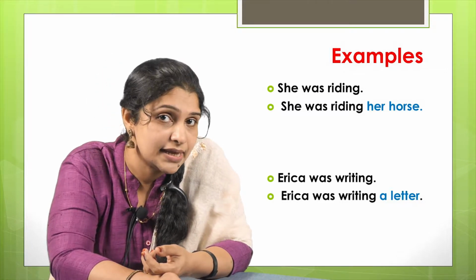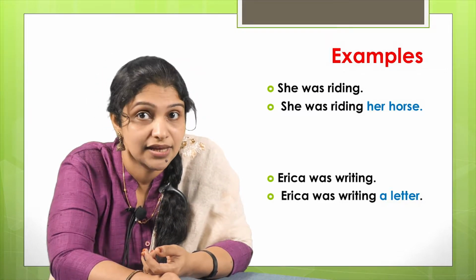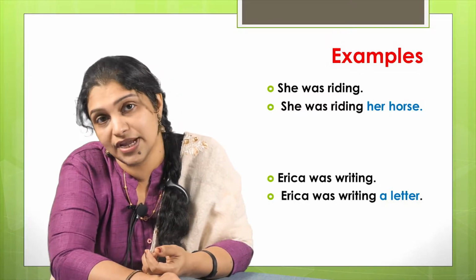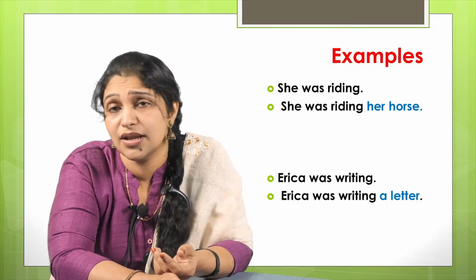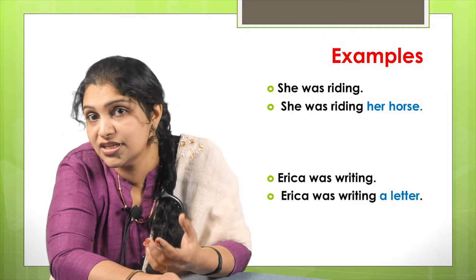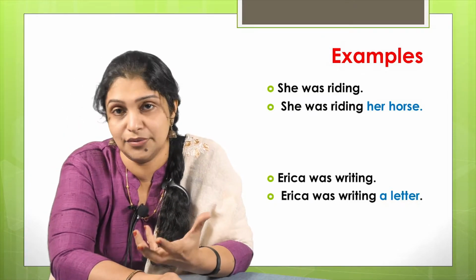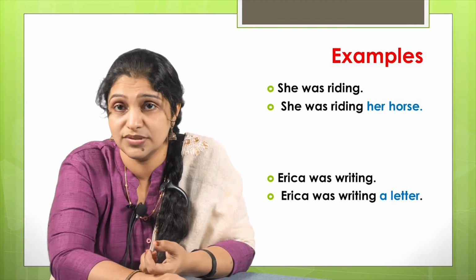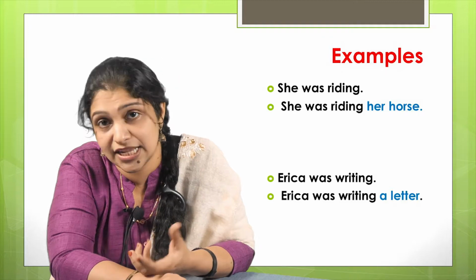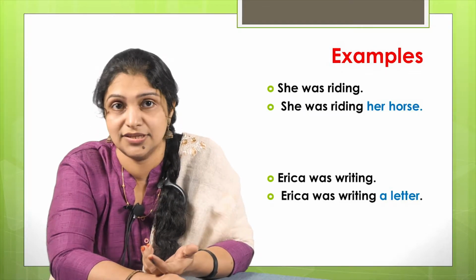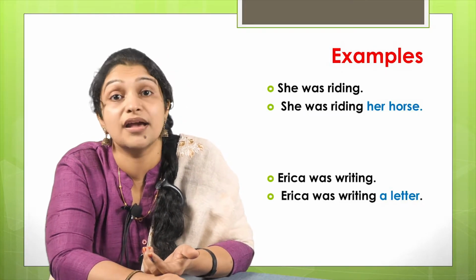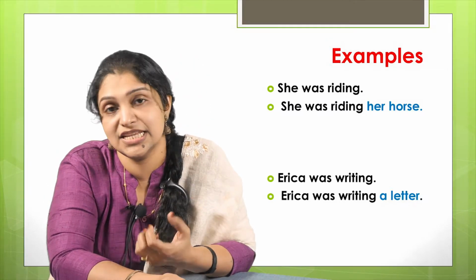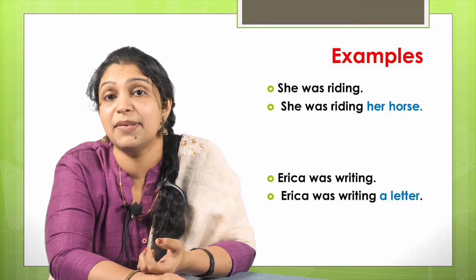Erica was writing. Erica was writing a letter. There lies a difference. You just think about that. Erica was writing, so she was writing something. Now, Erica was writing a letter. She is writing a letter. So there goes the object. In the first sentence, you have her house, and in the second sentence, you have a letter. What was Erica writing? A letter. So these are the objects which are impacted and defined and governed by the verb.